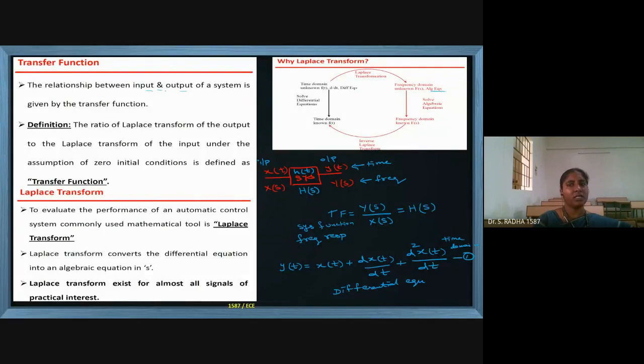We will solve the algebraic equation and we will get the frequency domain F of s. Here H of s we are having, which is called transfer function. If we want time domain again, we have to apply inverse Laplace transform. So forward direction, it is Laplace transform, which will convert time domain to frequency domain. Reverse direction, it is inverse Laplace transform, which will convert frequency domain to time domain.